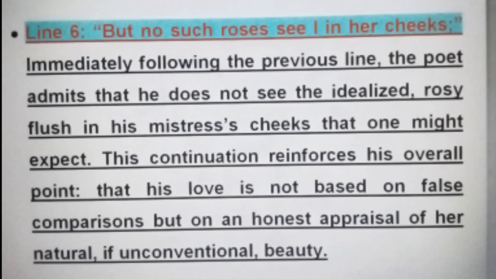Line 6. But in no such roses see I in her cheeks. Immediately following the previous line, the poet admits that he does not see the idealized rosy flush in his mistress' cheeks that one might expect. This continuation reinforces his overall point that his love is not based on false comparisons but on an honest appraisal of her natural, if unconventional, beauty.